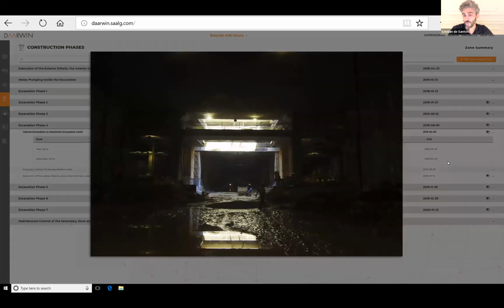Of course, we allow you to put in comments and images to make sure that the data tells you whether you have reached this point in the excavation. It's true, because sometimes it's really tricky to understand why the sensors are moving, because people say, no, we are doing something, and actually they are not doing that. So that's really important, and DAARWIN allows us to know how the construction site was.